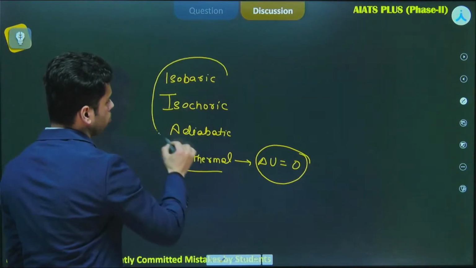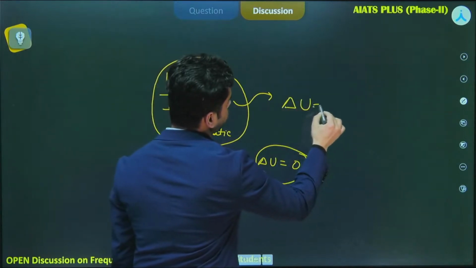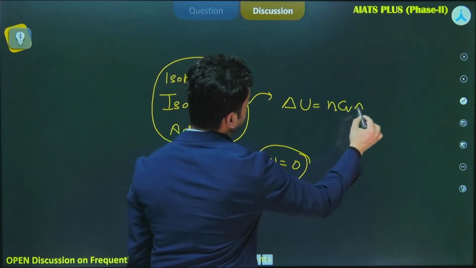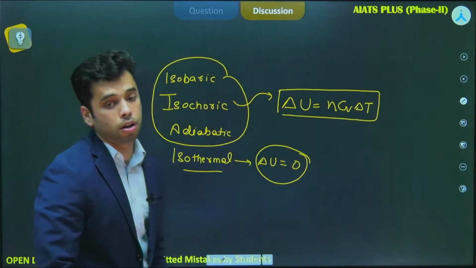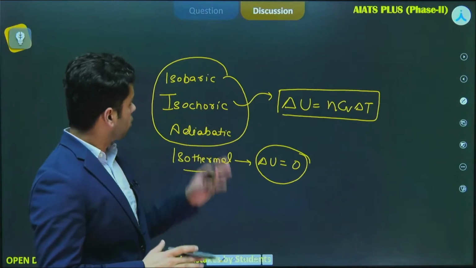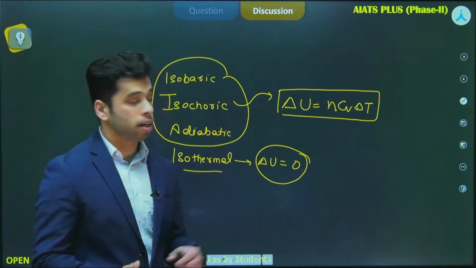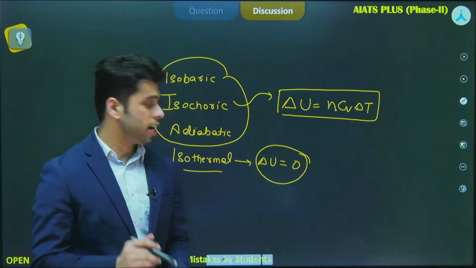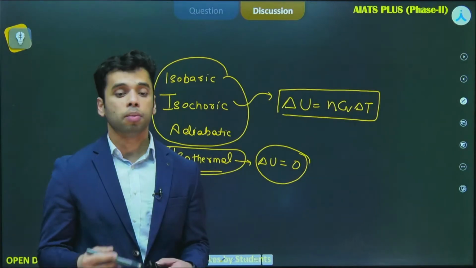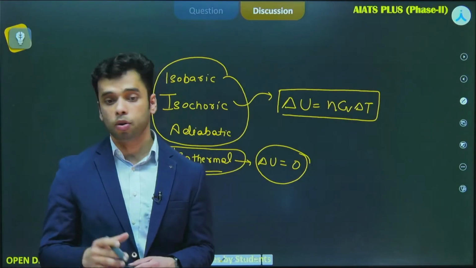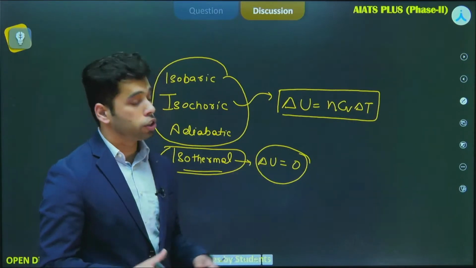Now, what about all these three processes? For all three processes, whether isochoric, isobaric or adiabatic, delta U is equal to nCV delta T, and for the isothermal process, delta U is equal to 0. So obviously from the point of view of thermodynamics, the change in internal energy is a function of temperature only.